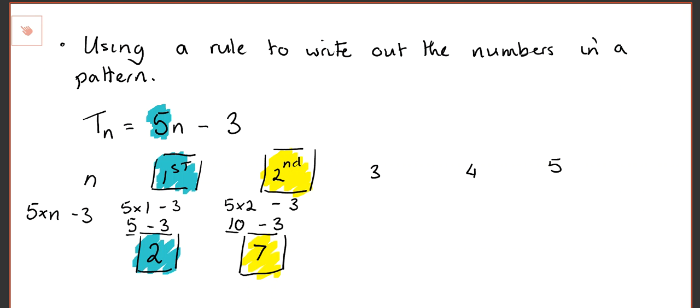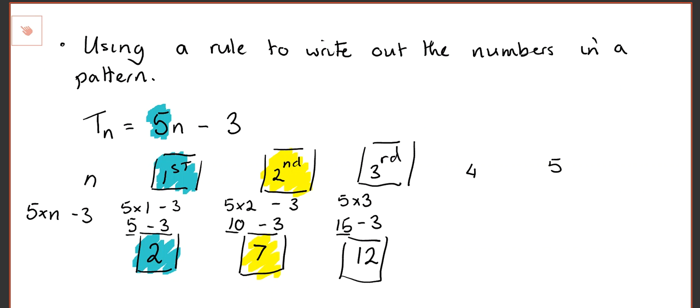So now we don't need, well, I'm going to do one more. So the third term, we have 3 lots of 5, which is 15, and you'll see that 5, 10, 15, it's always going up by 5. And then the thing that doesn't change is the subtract 3. So the third term is 12. Okay, so third term, 12, so they match.